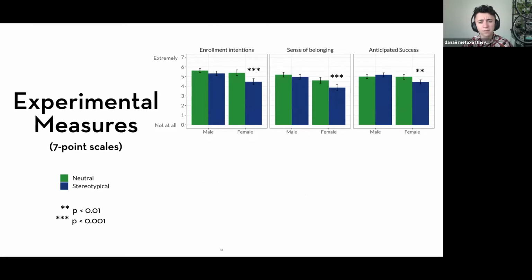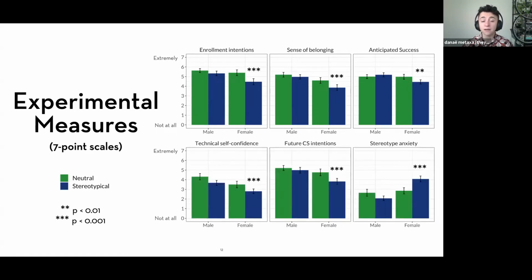Starting with these course-related measures, women exposed to the stereotypical website suffered. As you can see, for each of these measures, the rightmost darker bar that corresponds to women who saw the stereotypical website is statistically significantly lower than all of the others in each figure. So this means they reported lower intention to enroll, less sense of belonging, less anticipated success relative to all other participants. And moreover, women who saw that stereotypical website were also negatively impacted on longer term measures.